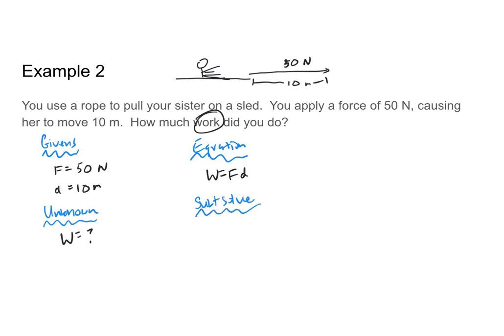To sub and solve, I'm going to go ahead and put in my numbers from my givens. I know that work, which is my unknown, is equal to my force of 50 newtons times my displacement of 10 meters. Thus, the work required to move my sister is 500 joules. And there you have it, guys. Here is yet another example of a work problem.